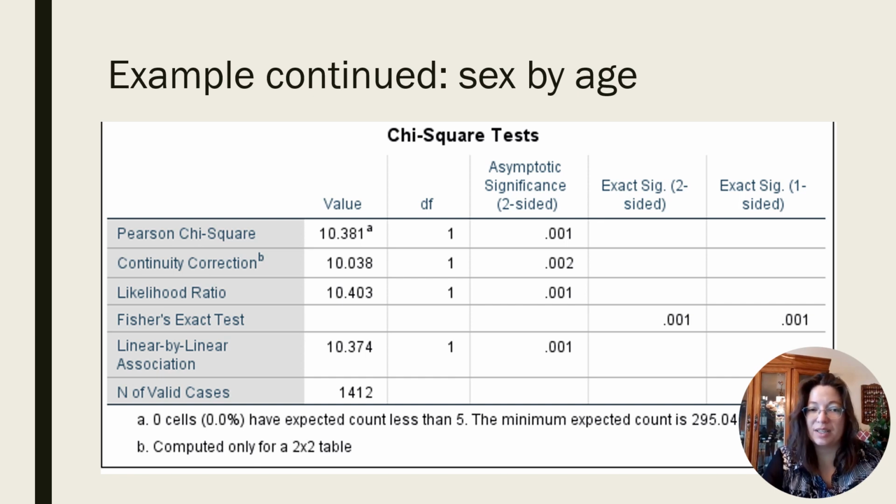So the chi-square test of independence has basically one major assumption, and that is that every single cell in the 2x2 table is going to have an expected count of at least 5 people in it. And this note here at the bottom of our table, note A, tells us whether we've met this assumption or not. It's telling us 0 cells have expected count less than 5. So it's telling us, great job, you met your assumption. You can report the chi-square value.